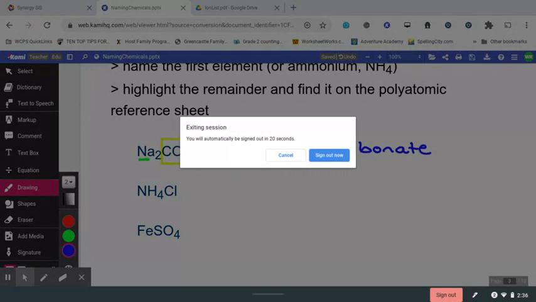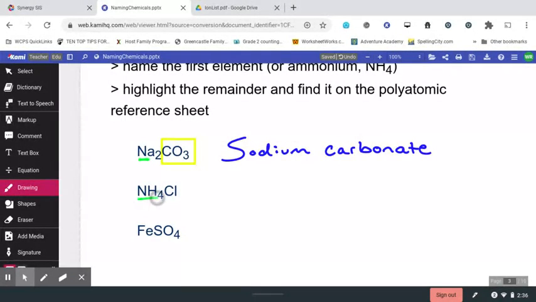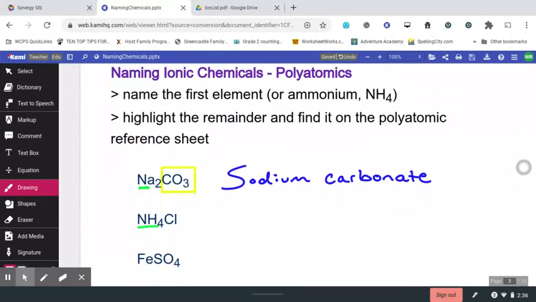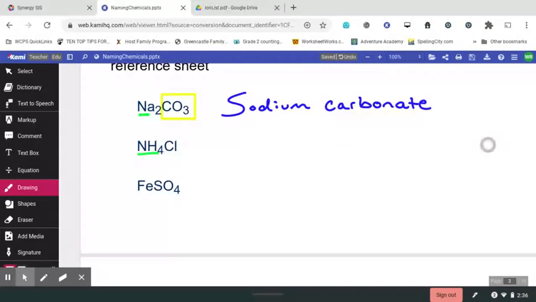Let's look at this next example. NH4 is in the front. When you see NH4 in the front, that is ammonium. So you don't break that up. You just call it ammonium. It's the only real positive polyatomic you're going to be dealing with.